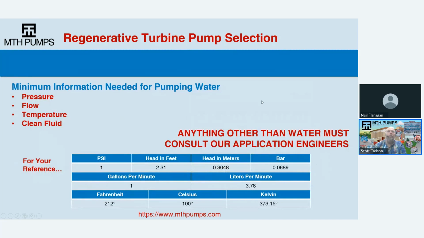Some quick conversions for those of you who are new to selecting pumps. When somebody tells you they have 100 PSI, we put all of our performance curves in feet of head or meters of head. So it would be 231 feet or 304 meters. Sometimes you have to convert bar as well. I don't come across that too often.